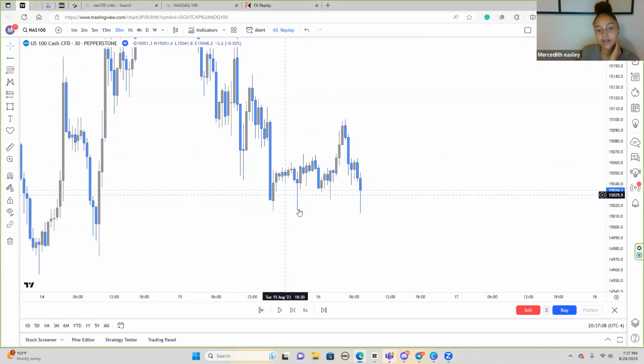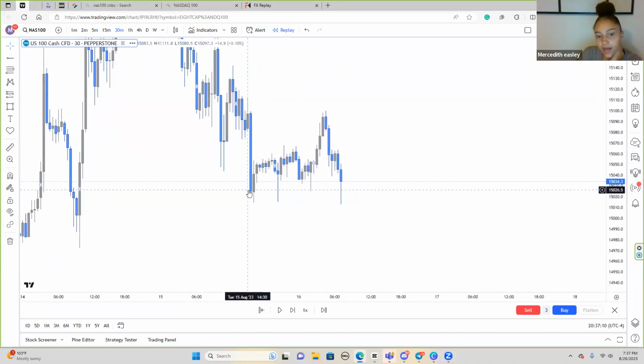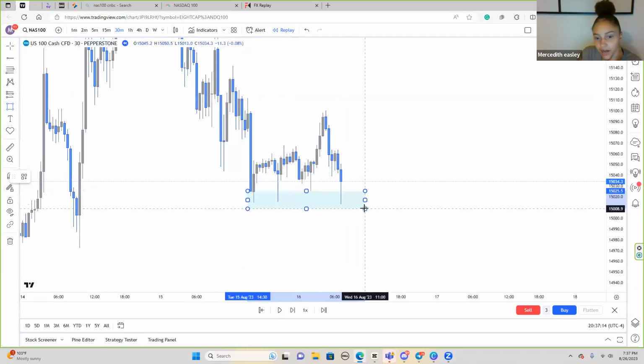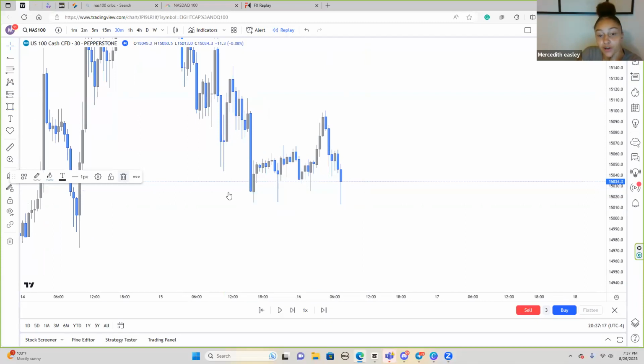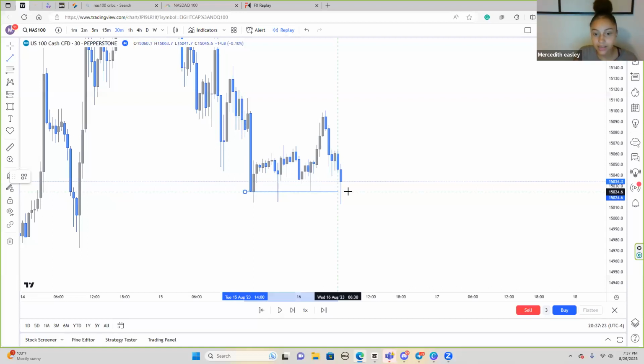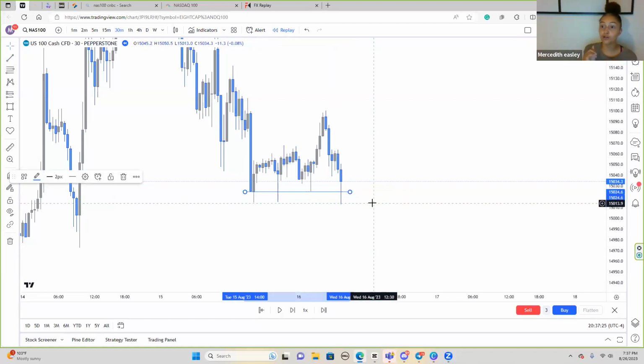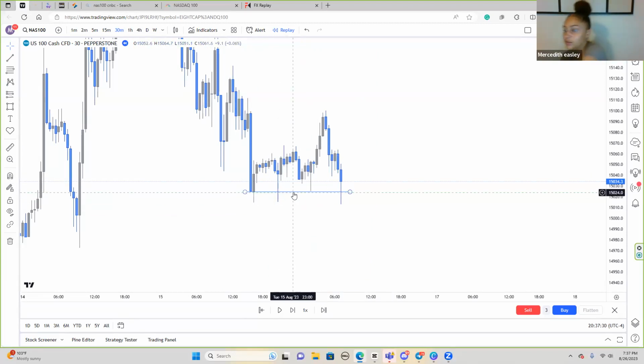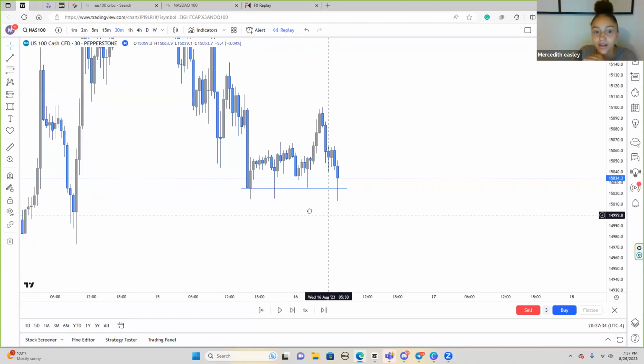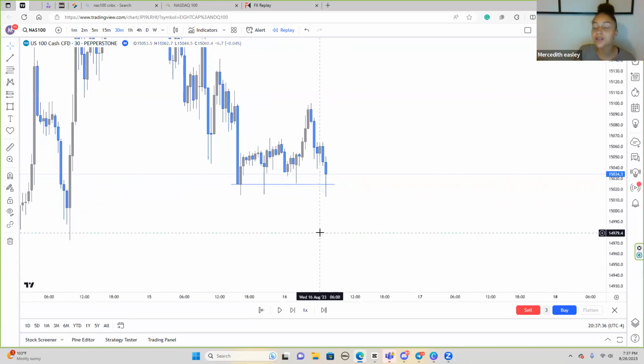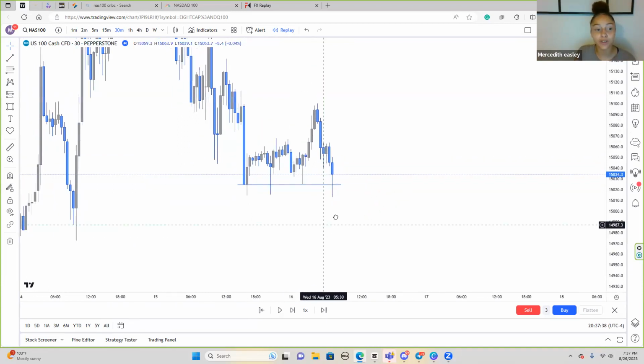So look at this area right here. See how sellers are being stopped multiple times in this area? That lets me know that liquidity resides below, because sellers are being stopped at this area multiple times. It's not about where it wicks, it's about where it closes. It's struggling to close below this area here. That gives me more confluence that price may want to push down.